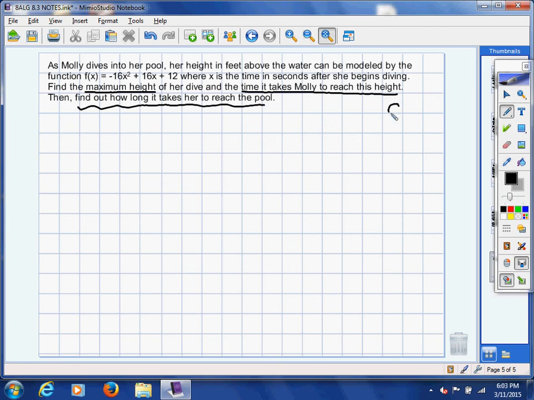I'm going to give extra credit, 2 points, if you can tell me the maximum height and the time it takes to reach that height. Okay, good luck and bring your questions to class tomorrow.